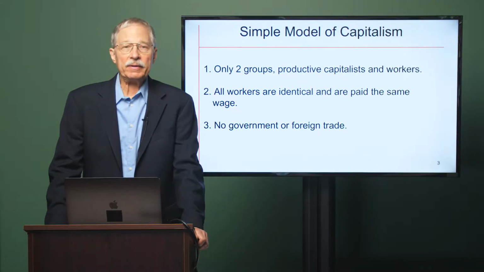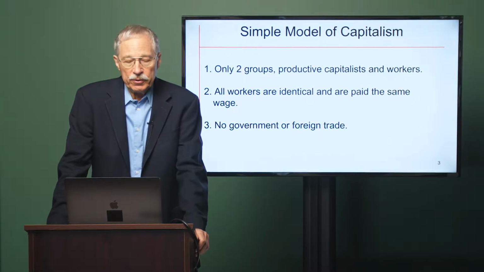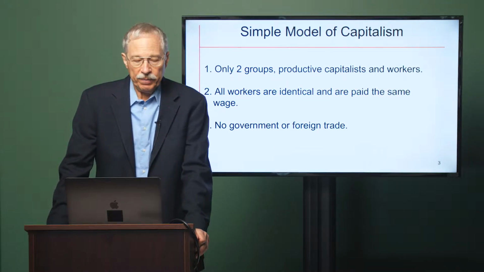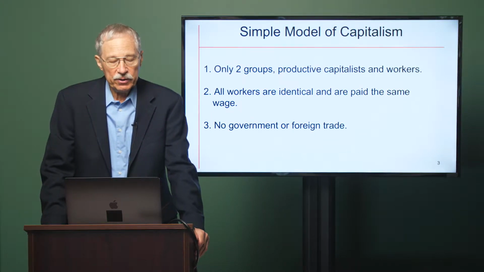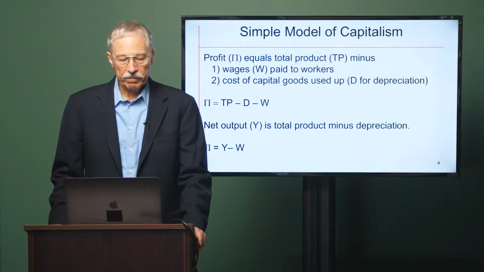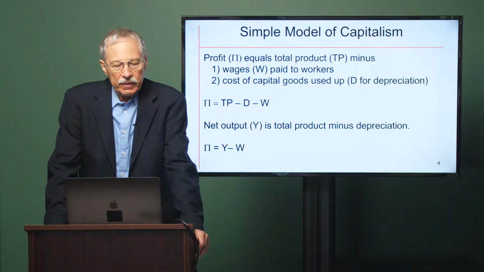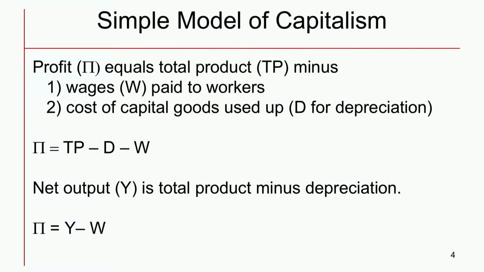I'll use a simple model of capitalism, the one I mentioned earlier, in which there are only two groups: capitalists who own the productive enterprises and workers who go to work for them. I'll assume that all workers are identical and are paid the same wage. I'll ignore government and foreign trade. I'm going to use some symbols. I'll use the Greek letter capital Pi for profit, which is traditional in economics.